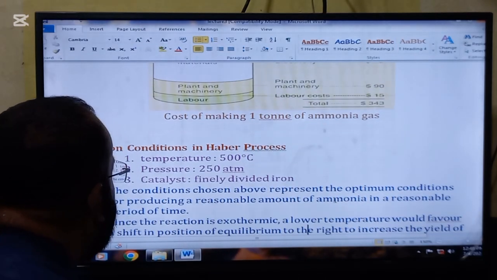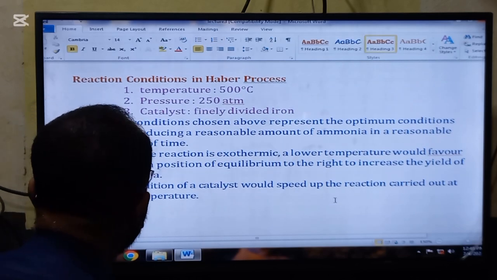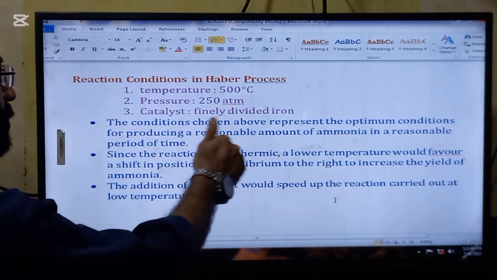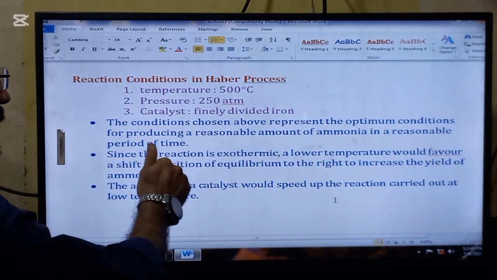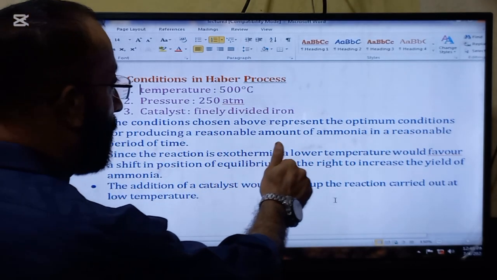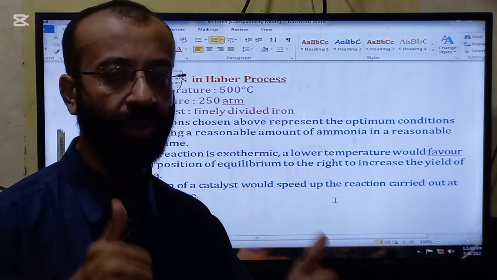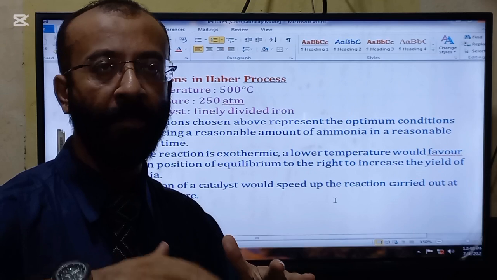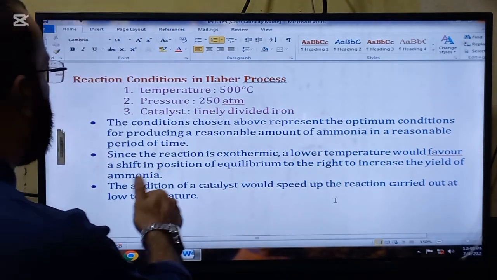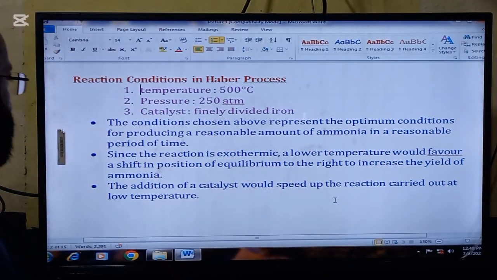Okay, reaction conditions in the Haber process which you have seen in the video are temperature almost 500 degrees C, pressure 200 atmospheres, catalyst finely divided iron. The conditions chosen above represent the optimum conditions. So optimum conditions are actually the most suitable conditions under which the maximum of the product can be produced. So these are called optimum conditions for producing a reasonable amount of the ammonia in a reasonable period of time.